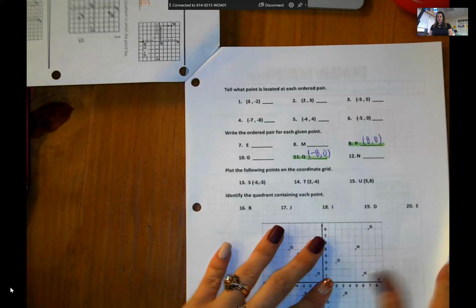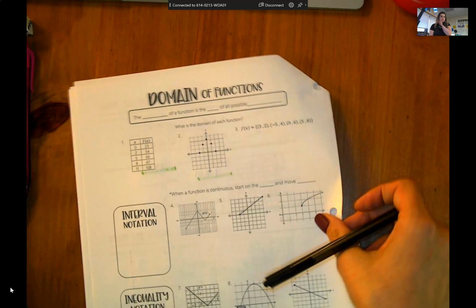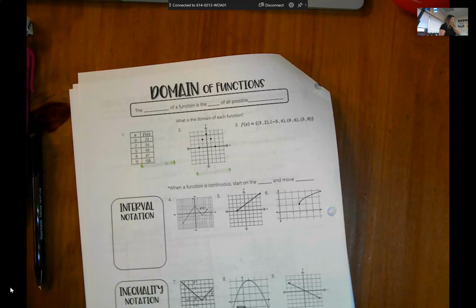Anybody else? Okay. So today we are doing page 4 together. Give you about 30 seconds and then we'll start on the top part where the bubble is.